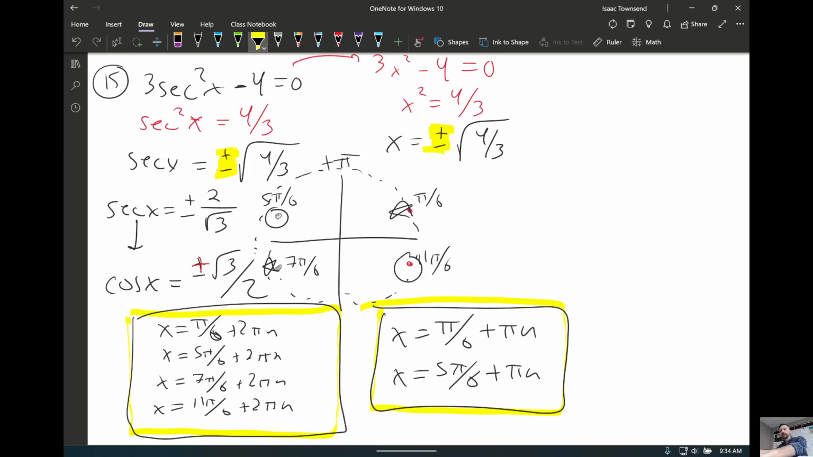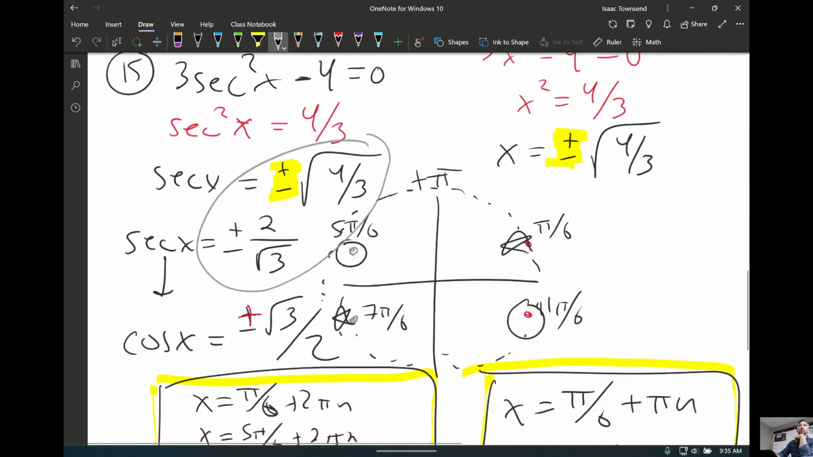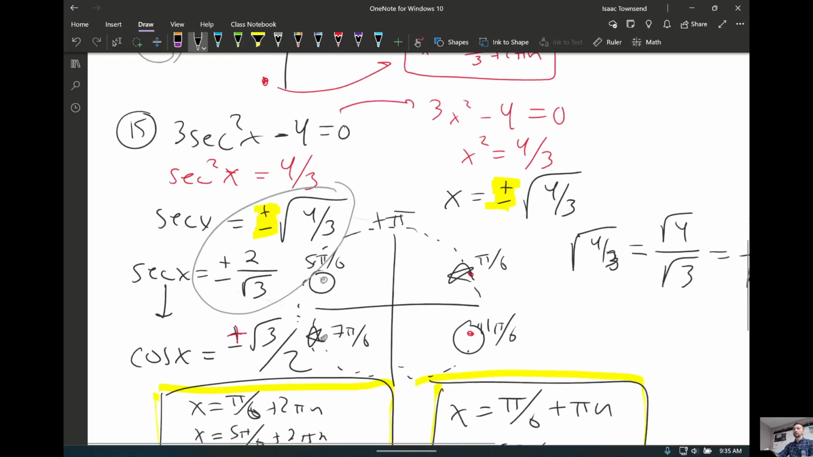Anything more specific about number 15? Yes. So, when it says secant of x is plus or minus square root of 4 over 3, how'd you go from that to secant of x is plus or minus 2 over square root of 3? Right here. Yes. Okay, so when you square root a fraction, like the square root of 4/3, you have to know that's the same thing as square rooting the numerator over square rooting the denominator. And then I just said the square root of 4 was 2, and the square root of 3 doesn't break down, so I did that. Okay, others about 15?